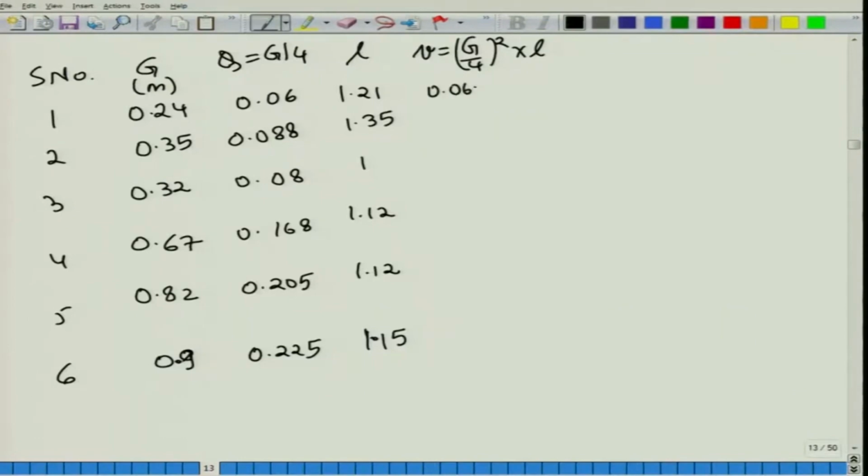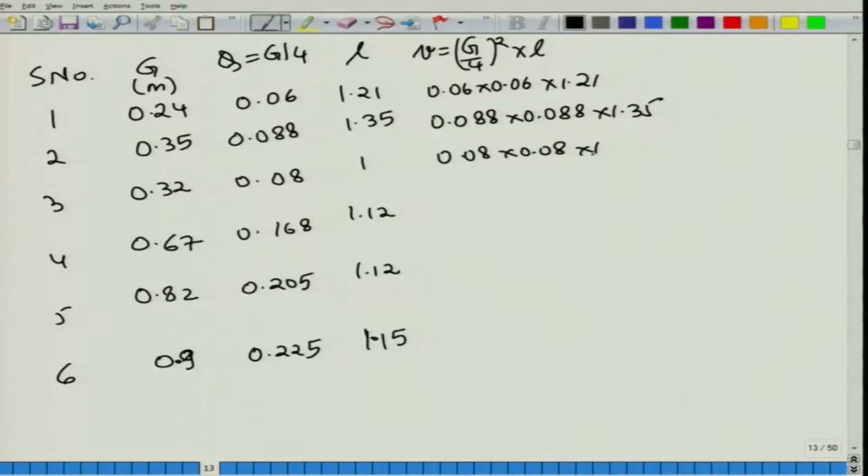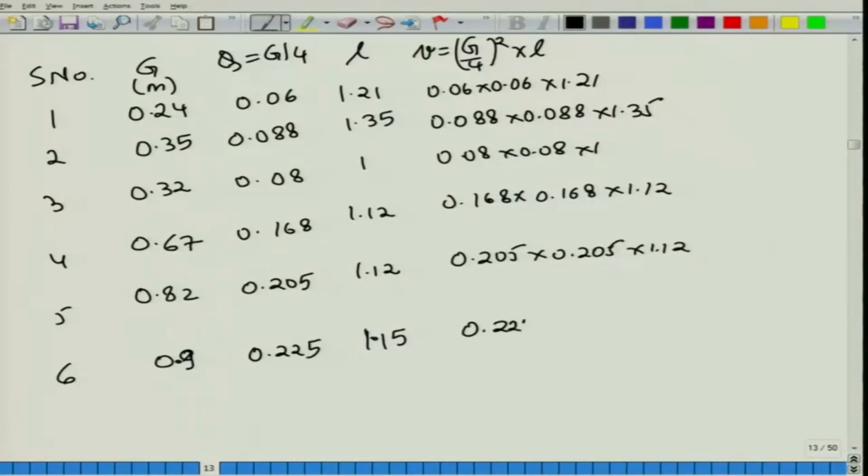So, the volume of a log will be G by 4 square into L. So, it becomes 0.06 into 0.06 into 1.21. This one becomes 0.088 into 0.088 into 1.35. This one is 0.08 into 0.08 into 1. This one is 0.168 into 0.168 into 1.12. This one is 0.205 into 0.205 into 1.12, and this one is 0.225 into 0.225 into 1.15.